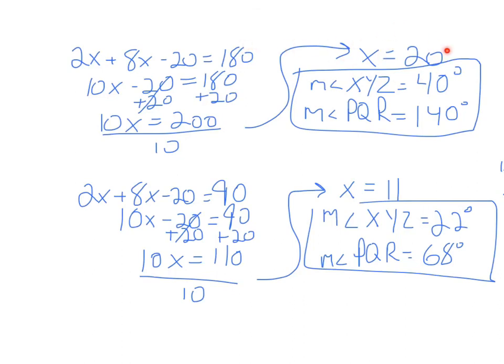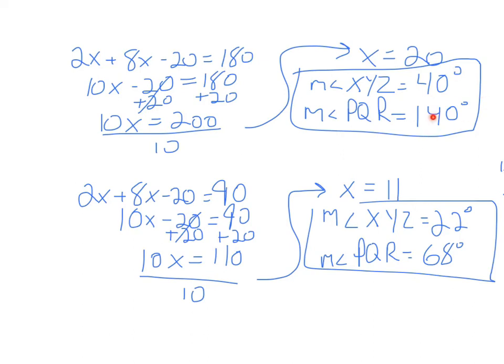So now that I know x, I should be able to find the measure of each angle because I have expressions for each angle. So XYZ is equal to 2x. So 2 times 20 tells me that the measure of angle XYZ is 40 degrees. The measure of PQR is 8x minus 20. So again, I take my 20, that's x, plug it in for x in the expression. 8 times 20 is 160. 160 minus 20 gives me 140.